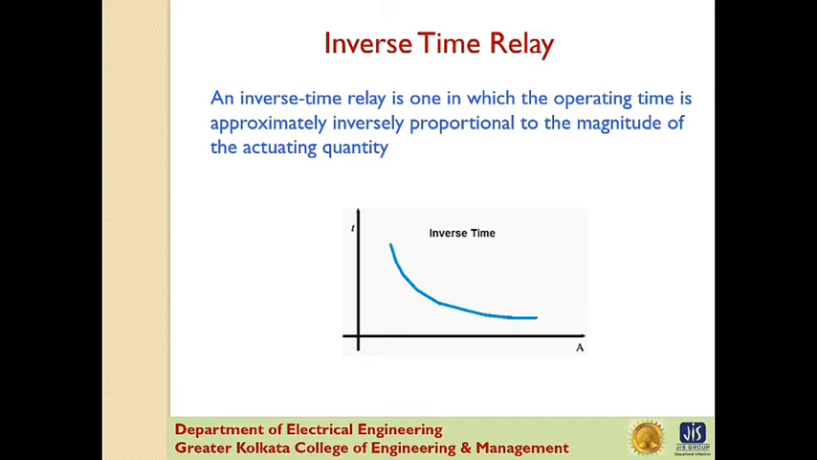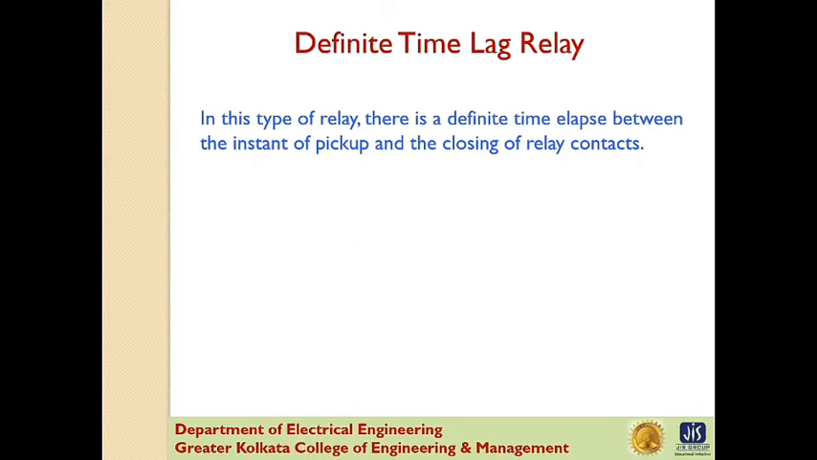Next is the definite time lag relay. In this type of relay, there is a definite time elapse between the instant of pickup and closing of the contacts. This particular time setting is independent of the amount of current through the relay coil, being the same for all values of current in excess of the pickup value. It may be worthwhile to mention here that practically all inverse time relays are also provided with the definite minimum time feature in order that the relay may never become instantaneous in its action for very long overloads.